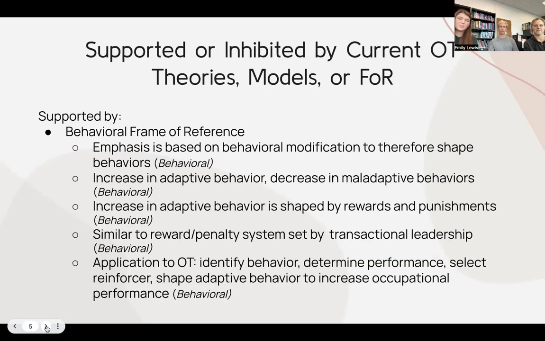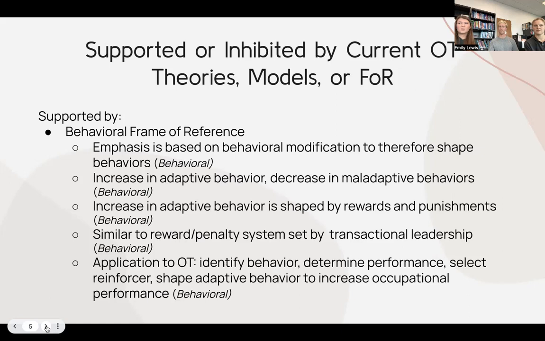All right, so then for supported or inhibited by current OT theories, models, or frames of reference, we chose the behavioral frame of reference, and it supports transactional leadership. It has an emphasis on behavioral modification to shape a client's behavior. The goal for this frame of reference is to increase adaptive behavior and decrease the client's maladaptive behaviors. And this is done by increasing the adaptive behavior through a system of rewards and punishments.